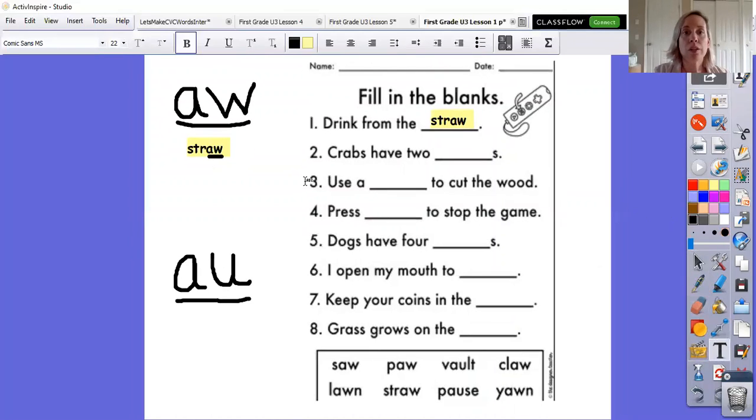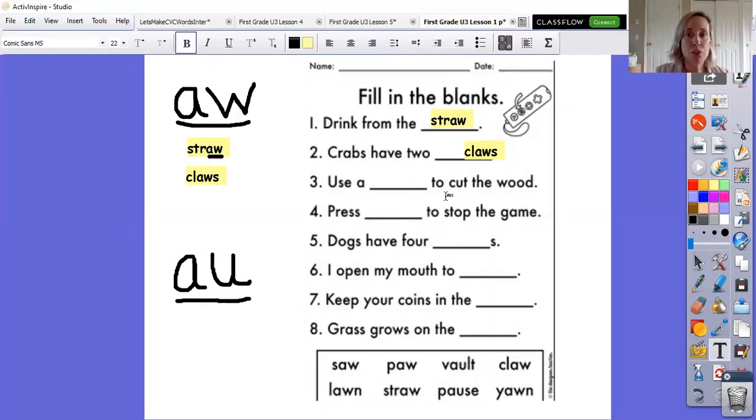All right, our next one, crabs have 2, you should know this, claws. So let's, oh, they put the S there. It looks like they made the S, but I'll write it in and just cover it up. So crabs have 2 claws. Now, is claws going to go in the AW or the AU? Let's look. It's got an AW, so I'm going to write it there. Claws. Okay, look, and there it is. Has the AW. All right, let's go on to the next one.